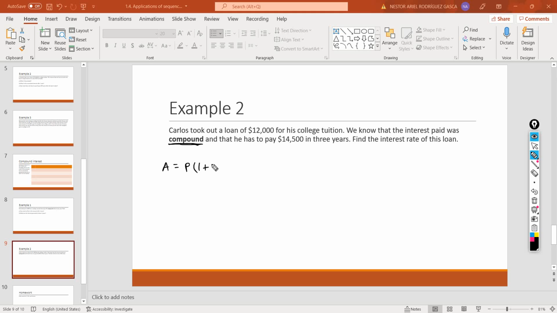So once again, this is the formula that relates all of the quantities involved in compound interest. What is the principal in here? It's 12,000. What is the rate of interest? We don't know. That's what we need to know. What is the time? The time is 3 years. And we actually have the accumulated amount, which is this 14,500. That is how much he has to pay, right? Okay, so you have these three quantities, and you can actually put them in here. There you go.